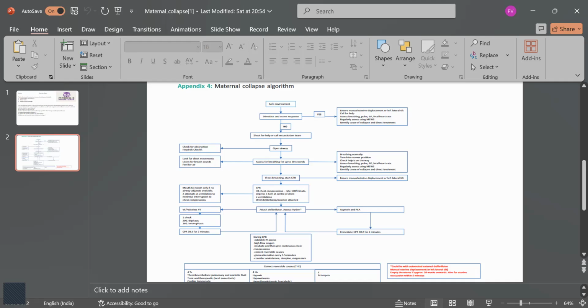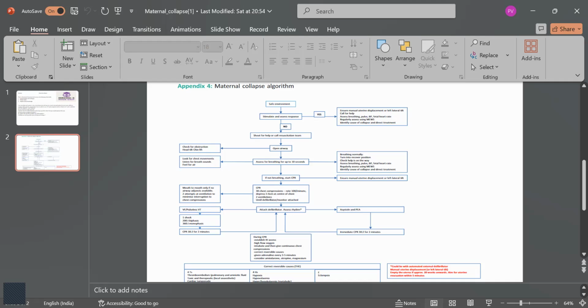Two shocks are given: 200 joules biphasic or 360 joules monophasic, if it is ventricular fibrillation or pulseless ventricular tachycardia. When we give the shock, we need to be careful. We see that no one touches the patient or bed, and that the oxygen and CTG tracing are away from the patient, while the cardiopulmonary resuscitation is continued meanwhile.